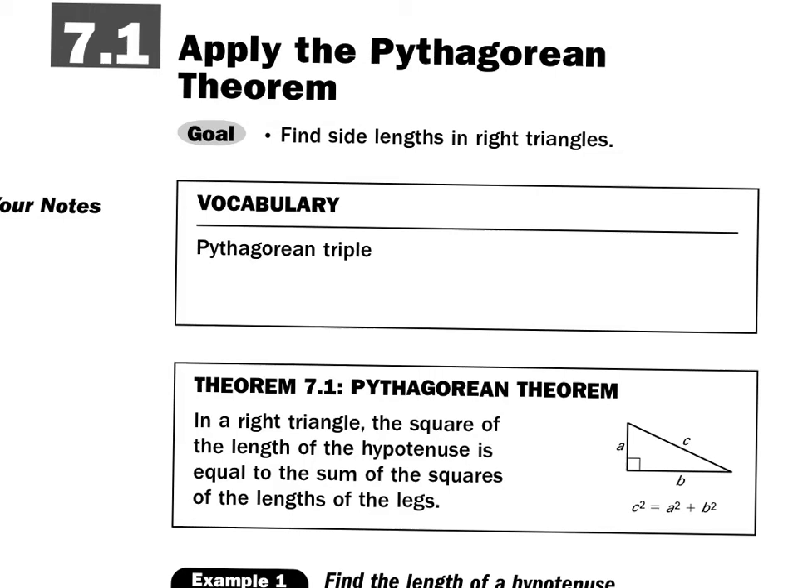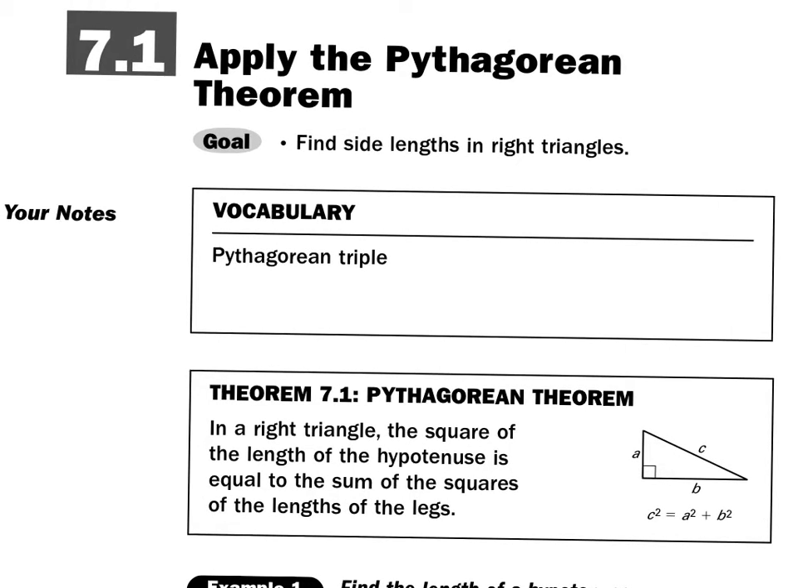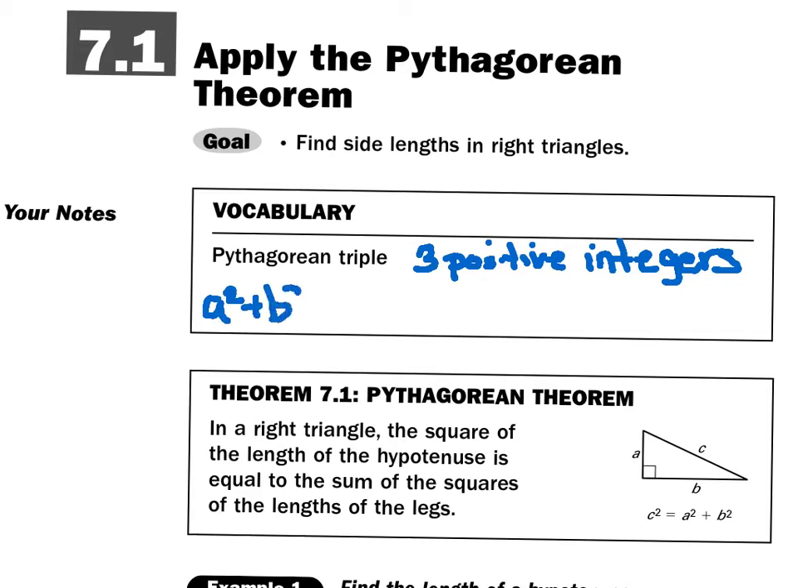7.1. Apply the Pythagorean theorem. Pythagorean triple. A Pythagorean triple is three positive numbers, and they must be whole numbers, so let's write integers, that make this true. A squared plus b squared equals c squared.